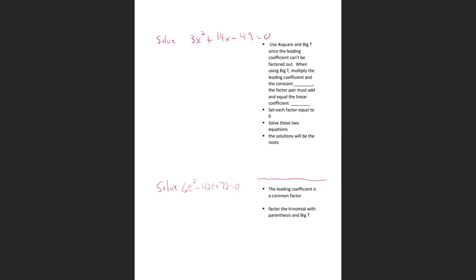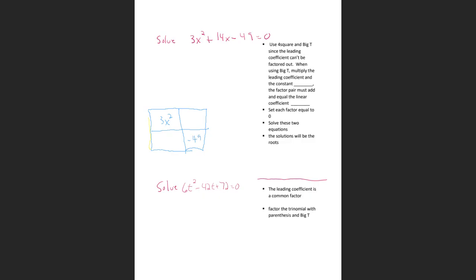So in using four square as my strategy, I draw my four square. Let's see here. We have a four square. When I use four square, what I'm focusing on is that my quadratic term goes in the top left, and my constant goes in the bottom right.